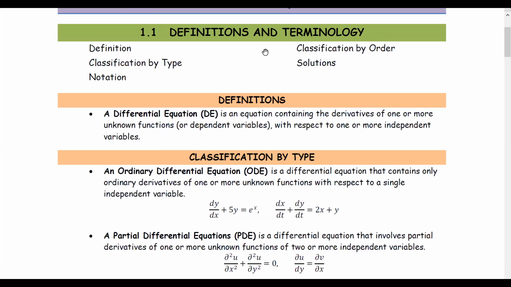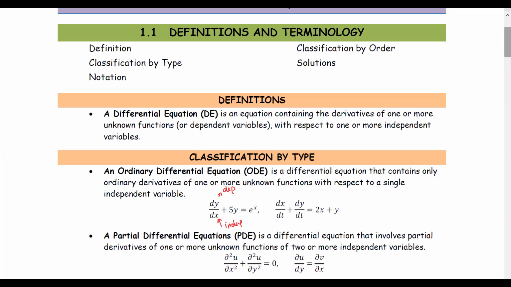Classification by type. The first type is ordinary differential equations, or ODE. They are differential equations that contain only ordinary derivatives of one or more unknown functions with respect to a single independent variable. For this example, dy/dx plus 5y equals e to the x. y is the dependent variable. x is the independent variable.